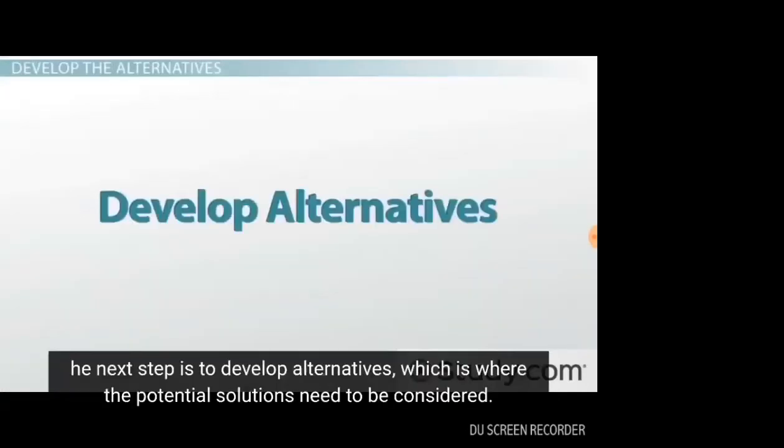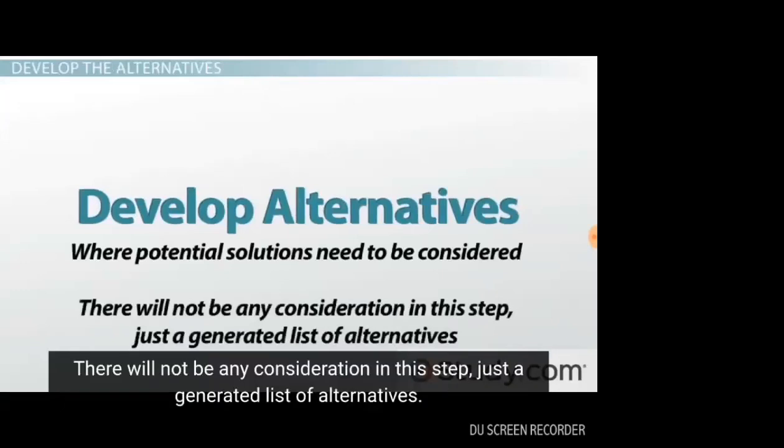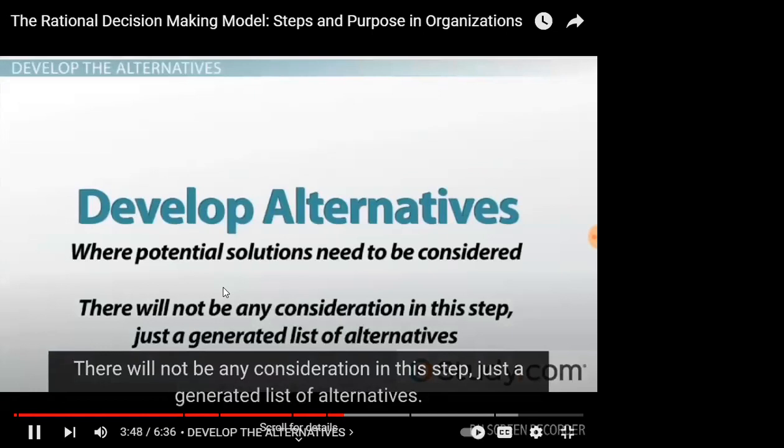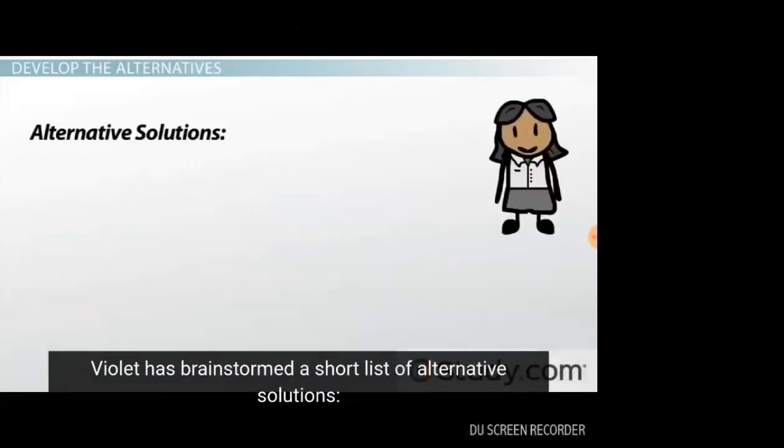The next step is to develop alternatives, which is where the potential solutions need to be considered. There will not be any consideration in this step, just a generated list of alternatives. Violet has brainstormed a short list of alternative solutions.